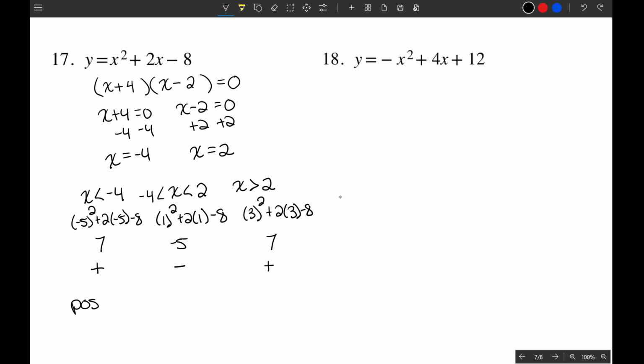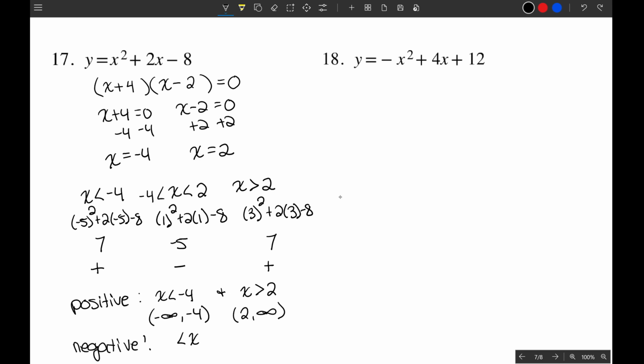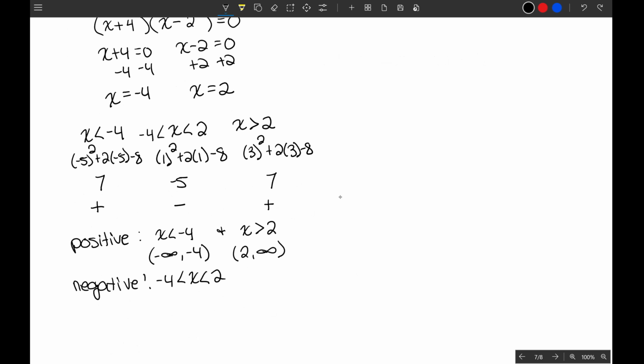So positives is when x is less than -4, which would be -infinity all the way to -4. And when x is greater than 2, so 2 and bigger. And then one section where it's negative, which would be when your x's are between -4 and 2. So that would be -4 to 2.